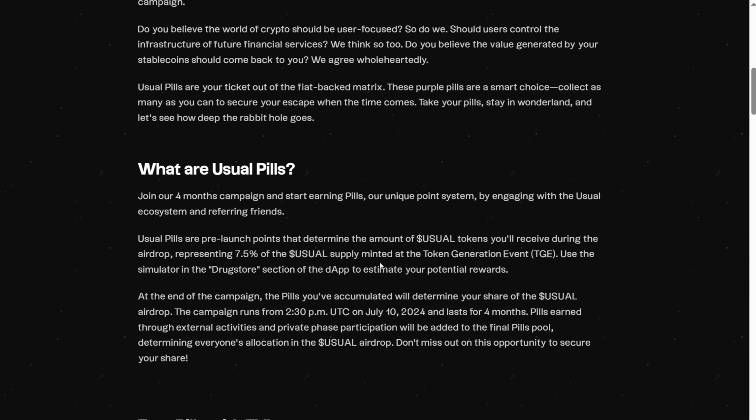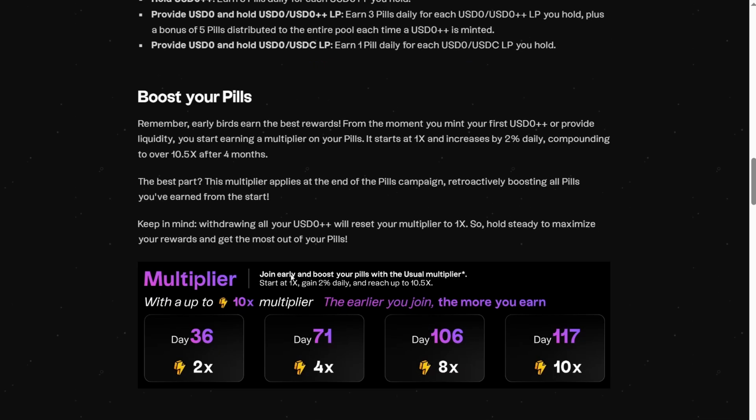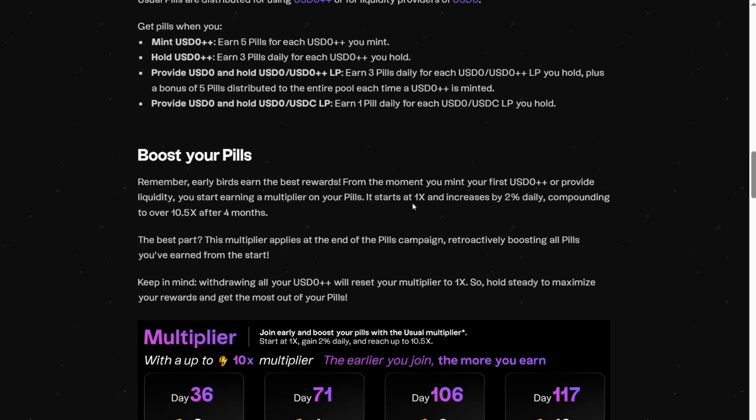7.5% of the usual supply is minted at the token generation event, which is a common amount allocated for the airdrop. The multiplier starts at 1x and increases by 2% daily, compounding to over 10.5x after 4 months. Withdrawing all your USD0++ will reset your multiplier to 1.